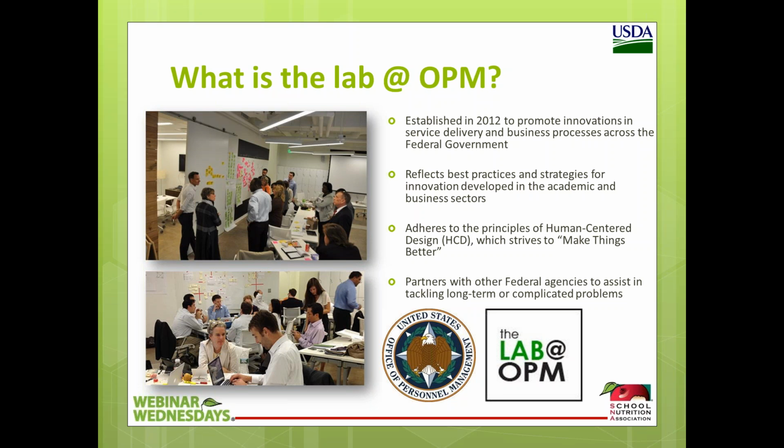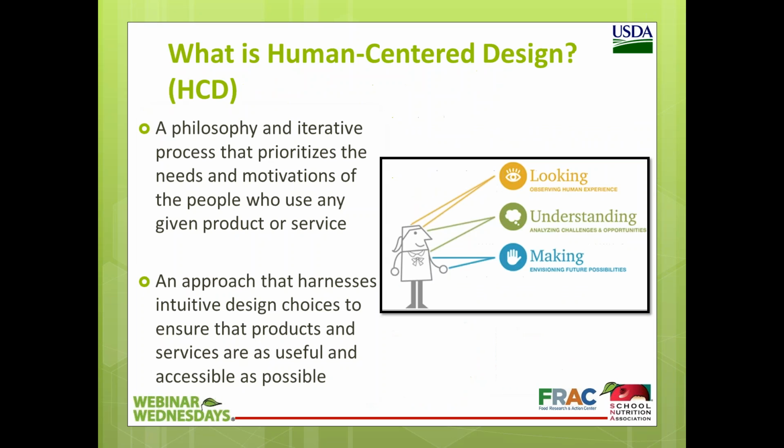The lab primarily employs a development process called human-centered design, or HCD, which is, you'll see on the next slide, flip it over please, an iterative design process. There's more language on the slide, but in layman's terms, HCD's entire aim is to make things better by prioritizing the needs and the motivations of people who actually use a product or a service. And in this case, that would be household applicants as well as the officials who administer the school meal programs. Next slide, please.